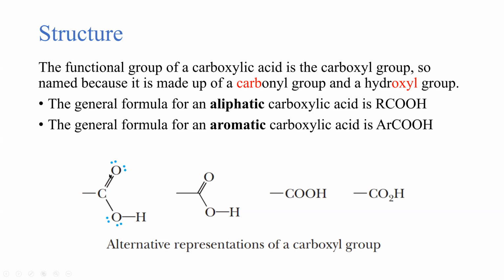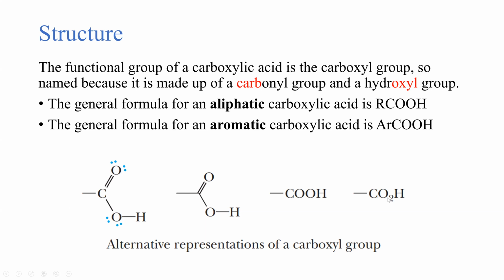They could be aliphatic or aromatic. For the aliphatic carboxylic acid, the general formula is RCOOH, where R is any alkyl group, which could be methyl, ethyl, pentyl, hexyl, any of them. And Ar, aryl, is any aromatic or benzene based compound. So these will be the aromatic carboxylic acids.